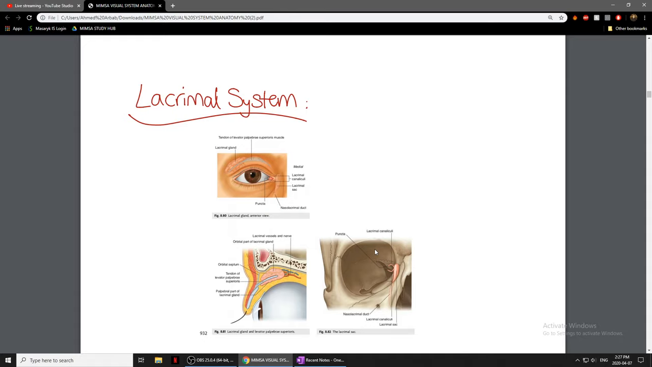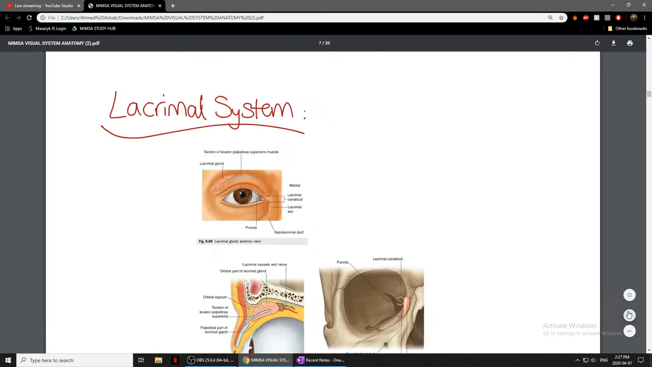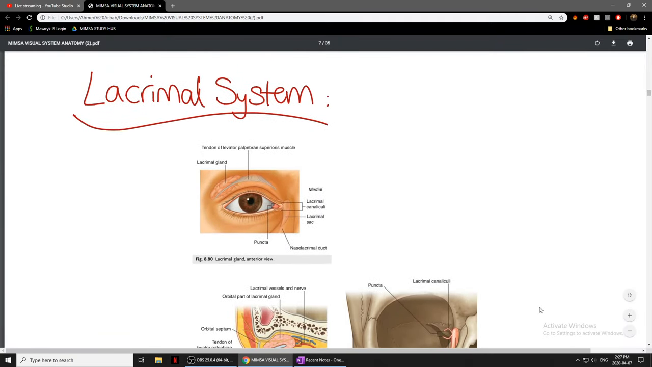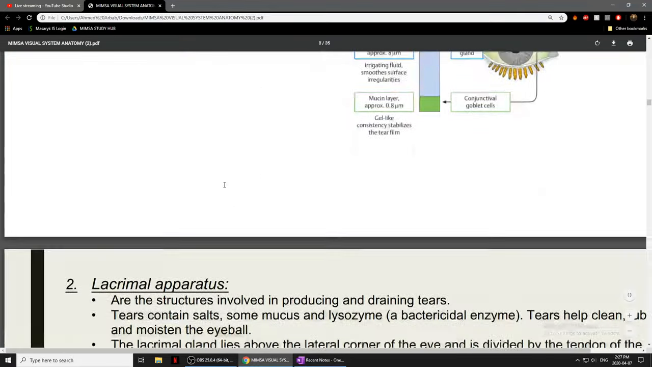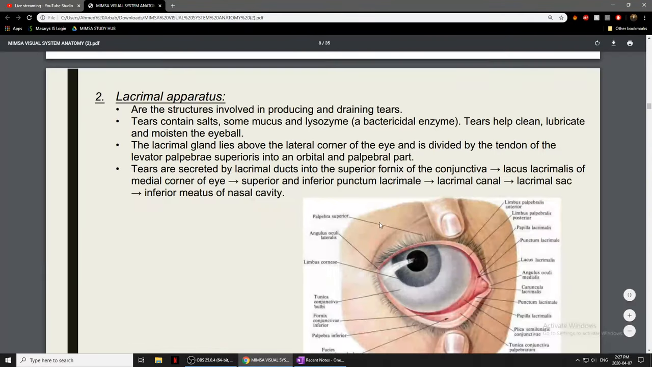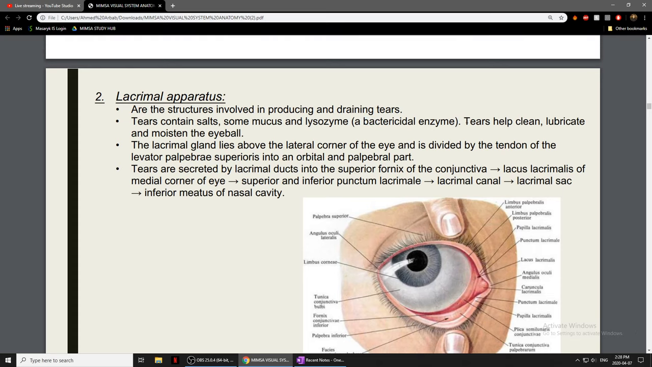Okay, so now we can talk about the lacrimal system. The lacrimal system is composed of the lacrimal gland and the lacrimal apparatus, which is involved in both producing and draining tears. Tears contain salts, mucus, and lysozyme, which is a bactericidal enzyme. So it's an enzyme that is anti-infective; it kills bacteria. Tears help both clean and lubricate the eyeball.